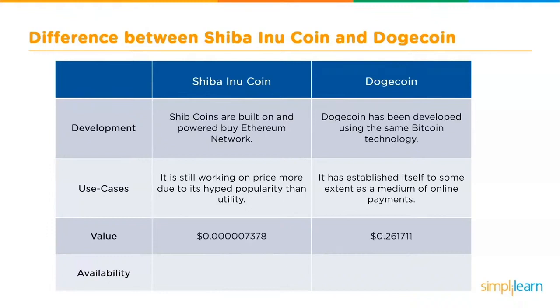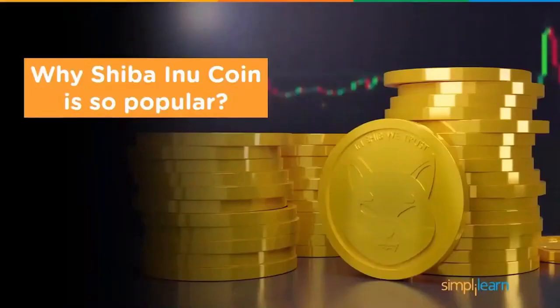Then is value. According to CoinMarketCap, the current value of Shiba Inu coin is $0.0007378 and that of Dogecoin is $0.261711. And at last, availability. The availability of Shiba Inu coin till today is 394 million and for Dogecoin it is 130 billion. Now this definitely raises a question in my mind. Why is Shiba Inu coin so popular?